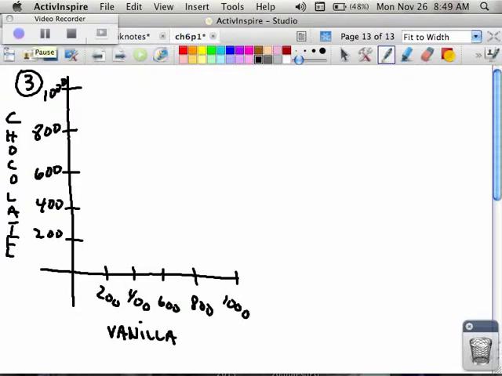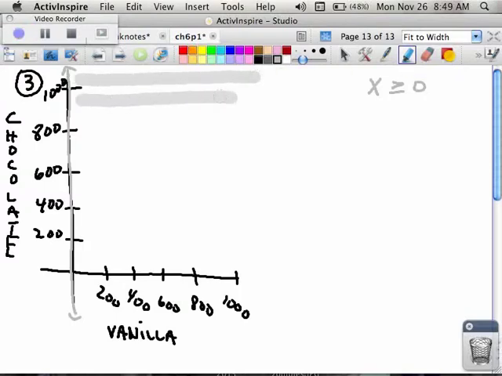And I think what I'm going to do is graph the common sense restraints first, because those kind of are no big deal. So I know that my vanilla had to be more than or equal to 0 quarts. So the x thing is that vertical line that goes along the y-axis. So here's my first constraint. And as I graph that, I want everything to the right of that because I don't want negative quarts of vanilla.